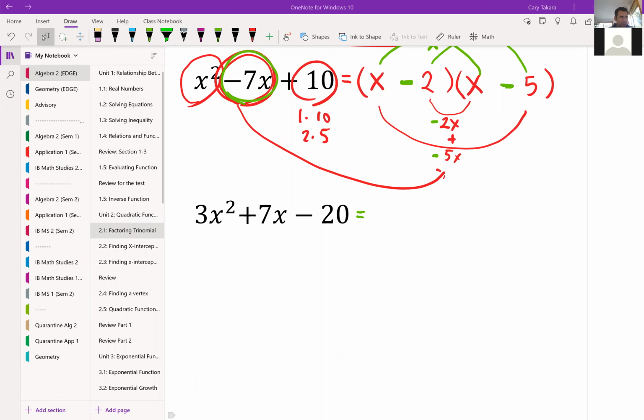Okay, so let's get started. The first step is to examine 3x squared and ask yourself how you get 3x squared by distributing. And again, 3 is a prime number. So there's only one possibility, and that is it has to be 3x and x. Is that what you have? Okay.